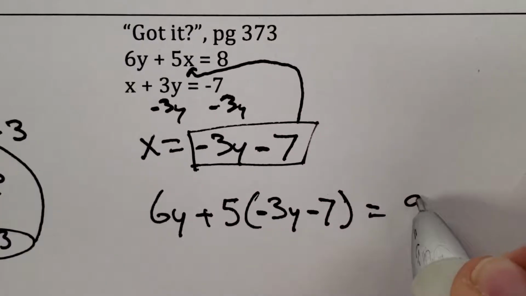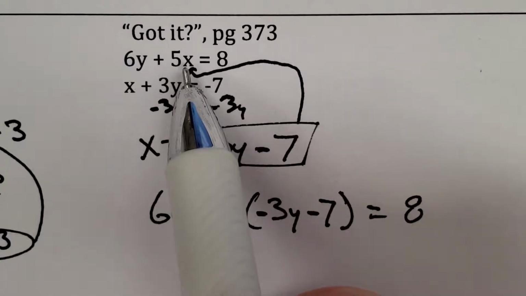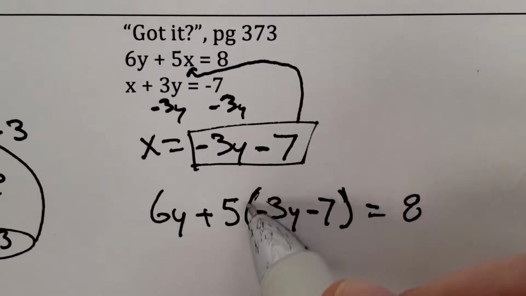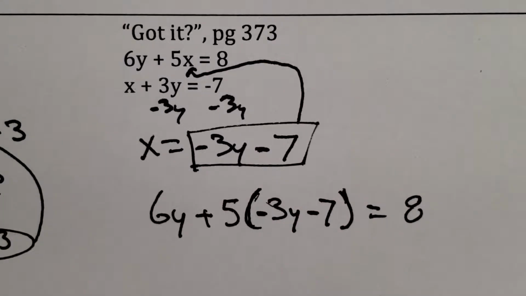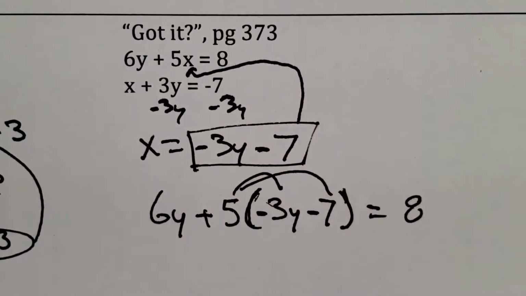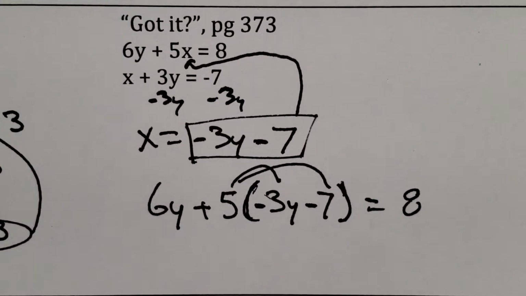And that's going to equal 8. It's no longer 5 times x. It's 5 times the stuff grouped, the group of things that x equals. And then from here, it's all algebra. Distribute, combine, one step. In this case, it looks like we're going to find y first, and then we can plug it back in to find x. I'll stop right there. You can figure out the rest on your own.